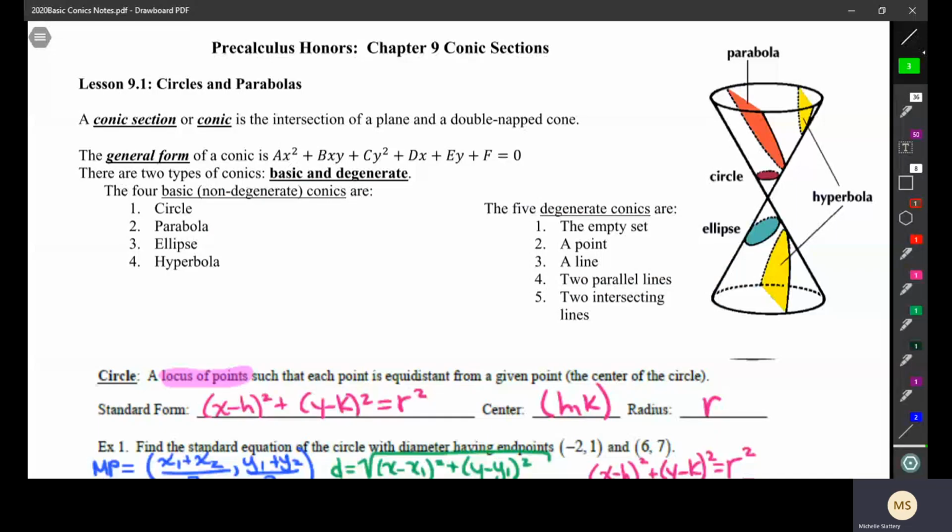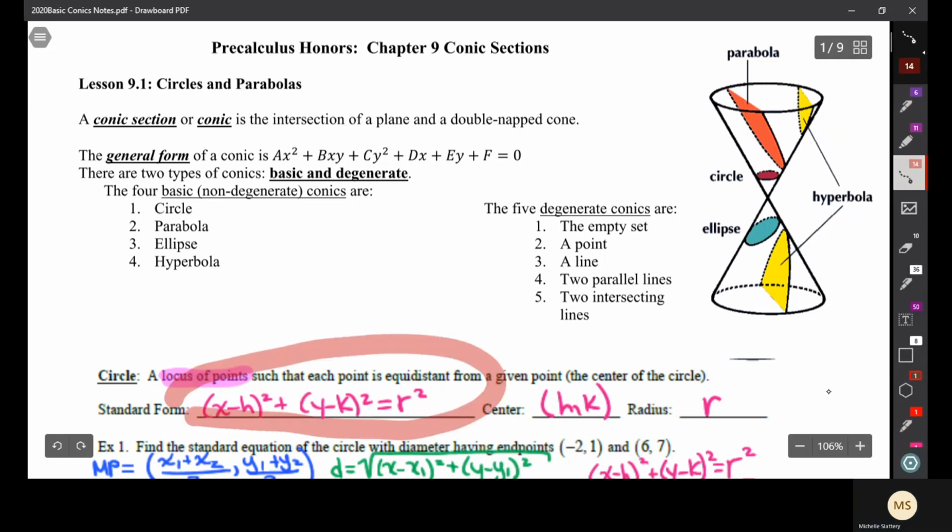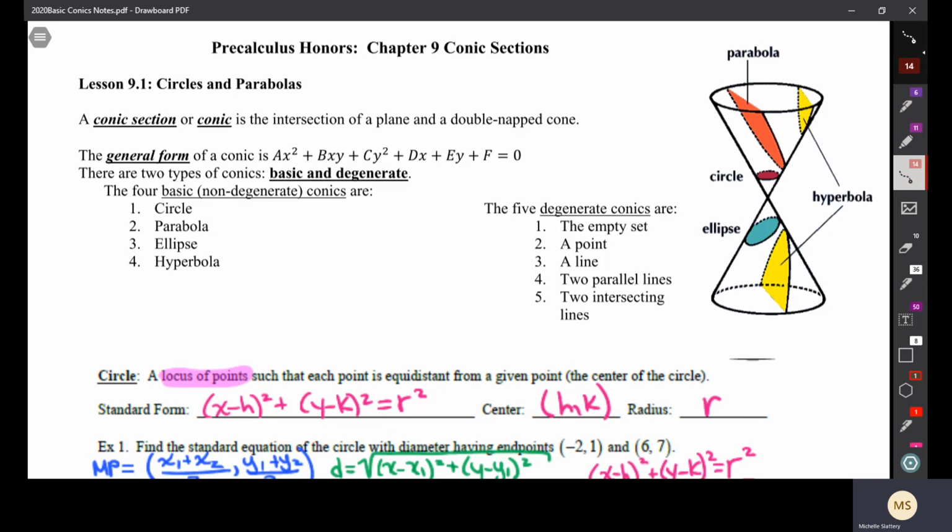All right, so here we are, lesson 9.1, conic sections. So we talked a little bit about circles last week. You guys can see here the standard form for the equation of a circle. We have (x - h) quantity squared plus (y - k) quantity squared equals r squared. H and k is the center, r is the radius. Pretty simple, pretty standard for circles.